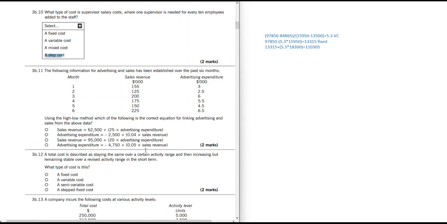Using the high-low method, which of the following is the correct equation for linking advertising and sales from data above? Remember, the high-low method is not just used to calculate variable and fixed costs. It can be used to calculate any variable and fixed element in two dependent variables. Like in this case, the following information for advertising and sales has been established over the 6 months. We have months given, not important in the high-low method. We have sales and advertisement. Remember, we have to find what is the dependent variable and what is the independent variable. In sales and advertisement, I explained previously as well, advertisement is the independent variable, and sales is the dependent variable. The more the advertisement, the more the sales.